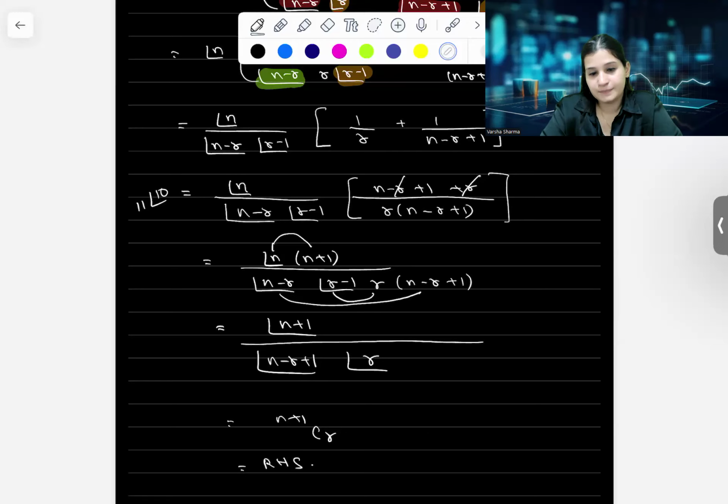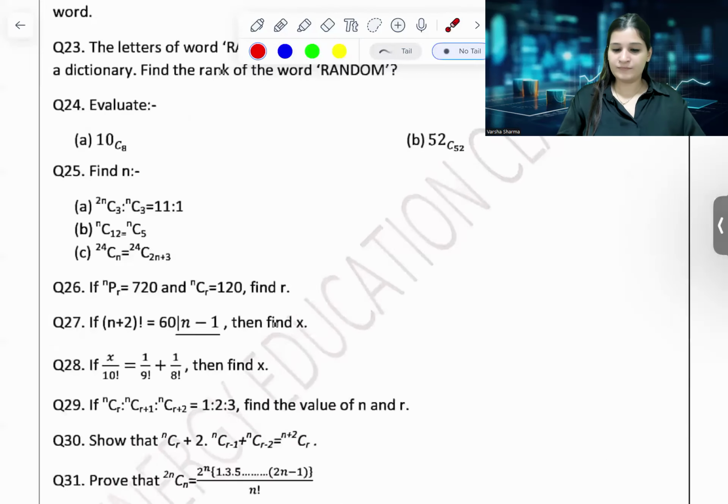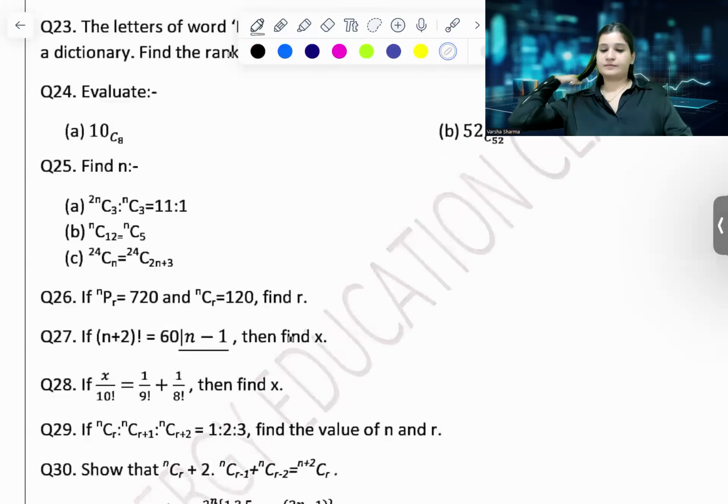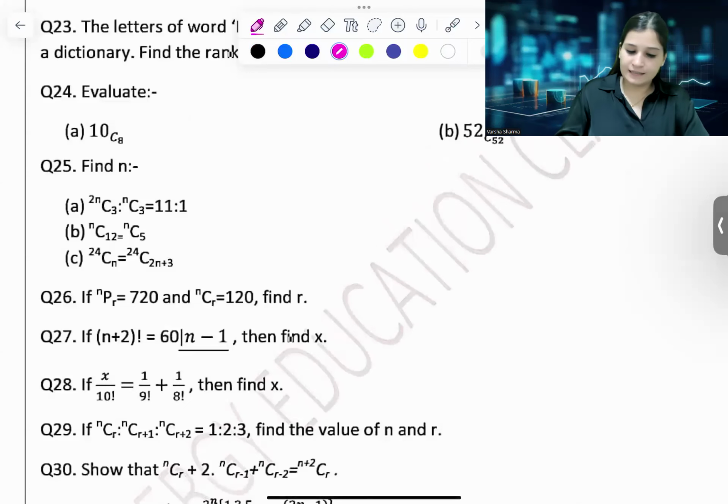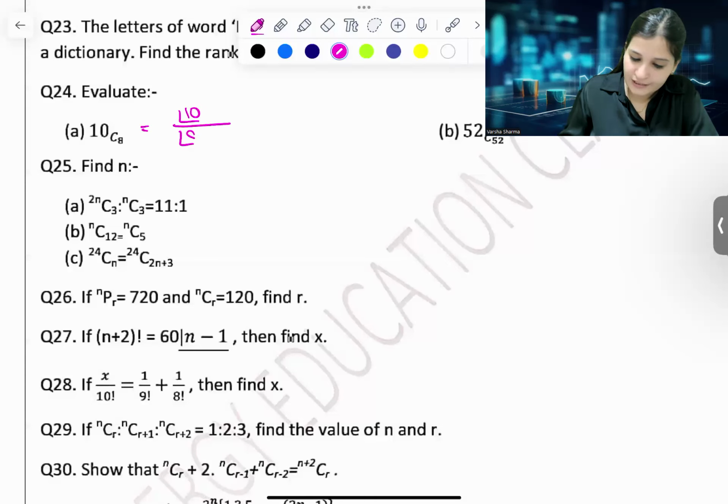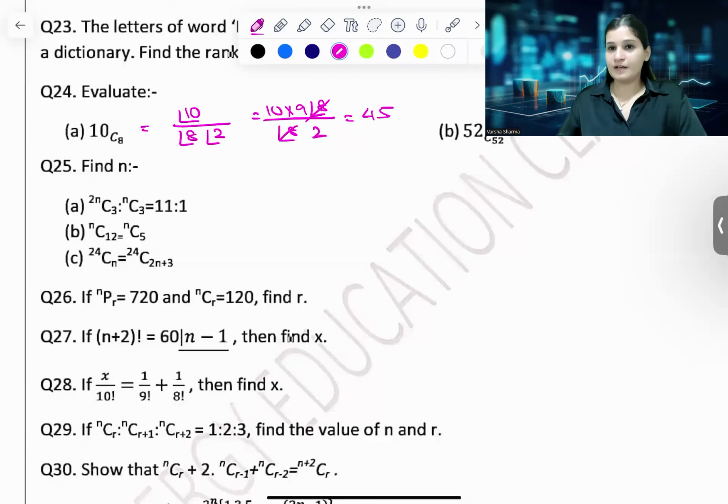Done? Yes, ma'am. Okay. The first one, 10C8. Answer. Factorial 10, factorial 8, factorial 2. So 10 into 9 into factorial 8. So 45. 52C52 is 1.